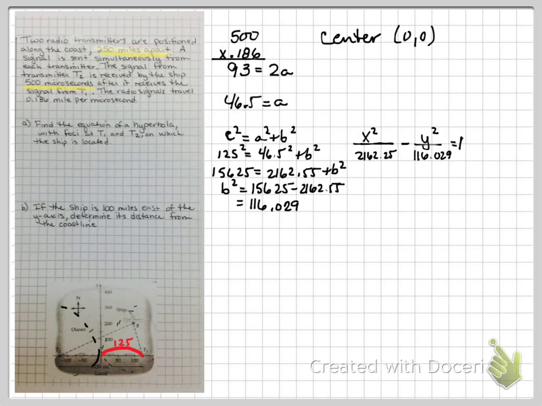Part B says that if the ship is 100 miles east of the x-axis, determine its distance from the coastline. So let's go back to our graph. So it's telling me that my ship, I'm going back to my picture, from here to here, this is 100 miles. Well, if you look, that means it's also this distance right here. So our x value is 100. So I'm going to put 100 in for x into our equation.